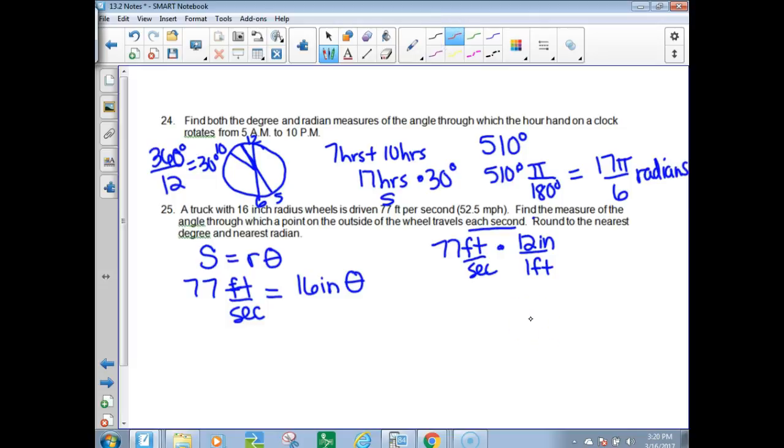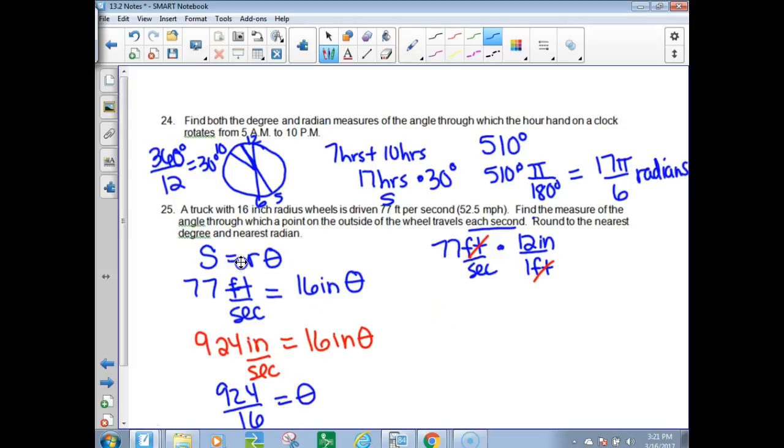Hold on a second. All right, my feet wipe out. I do 77 times 12, and I get 924 inches a second. So far what I've got is 924 inches a second. That's equal to 16 inches times theta. So what are we going to do now to get our angle? The inches will go bye-bye. So let's just divide 924 by 16, and that'll give us theta.